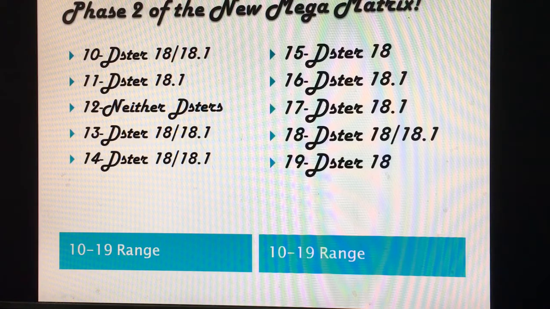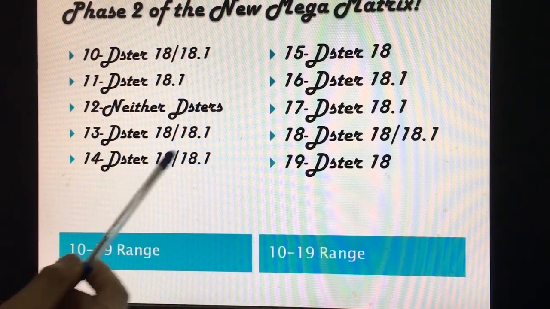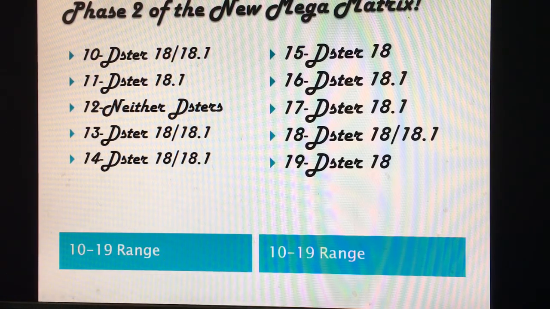As you can see, both D-Stars have 10, 13, 14, and 18. So these are the likely numbers that might come out from my prediction.